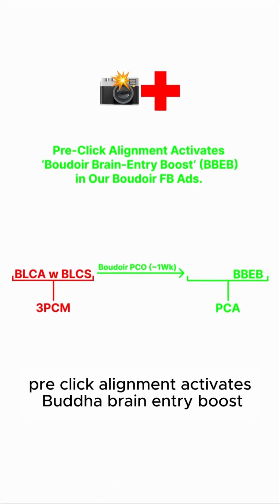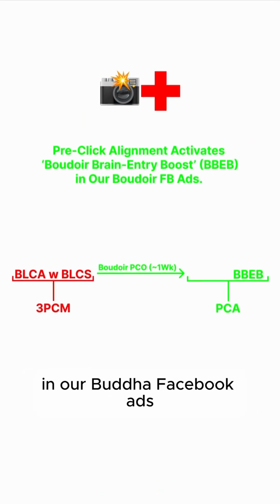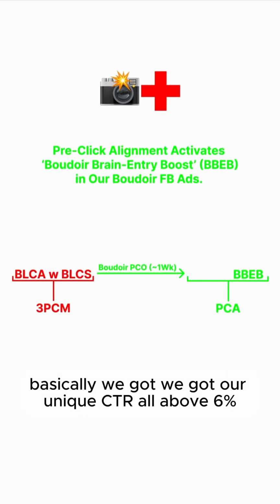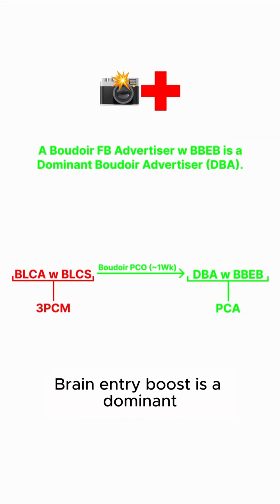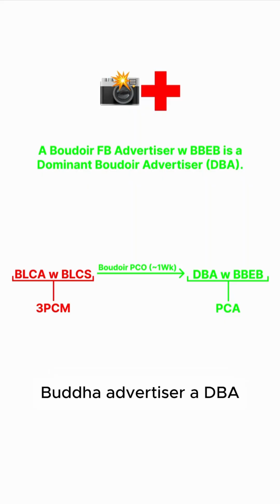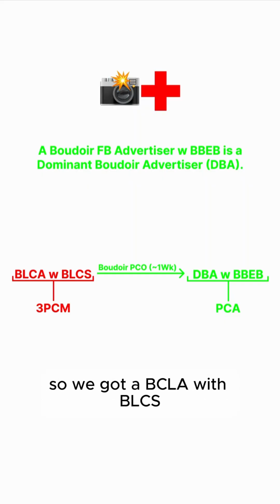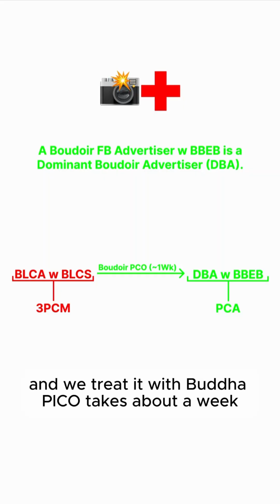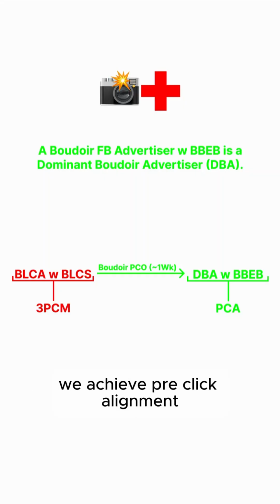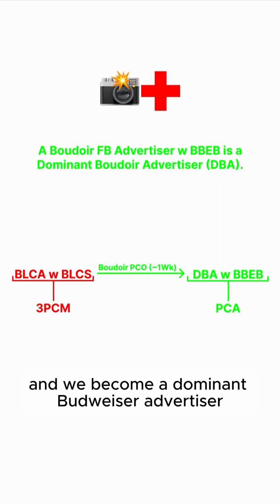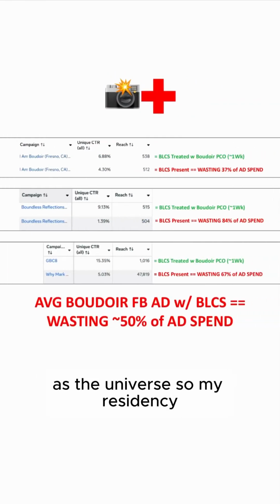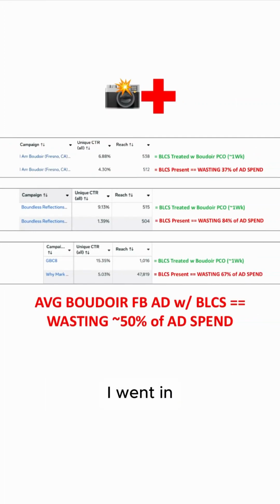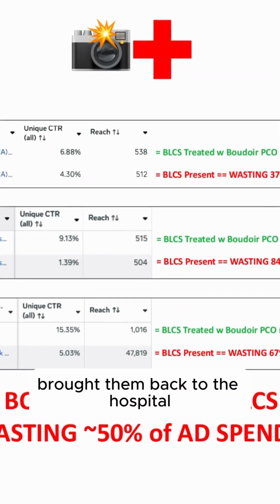So we get rid of the 3 pre-click mistakes, we achieve pre-click alignment. Now, pre-click alignment activates Boudoir brain entry boost in our Boudoir Facebook ads. Basically, we got our unique CTR above 6%. And a Boudoir Facebook advertiser with Boudoir brain entry boost is a dominant Boudoir advertiser, a DBA. This is our full universe here. So we got a BLCA with BLCS caused by the 3 pre-click mistakes, and we treat it with Boudoir Pico, which takes about a week. We achieve pre-click alignment, and we become a dominant Boudoir advertiser with Boudoir brain entry boost. That's the universe.